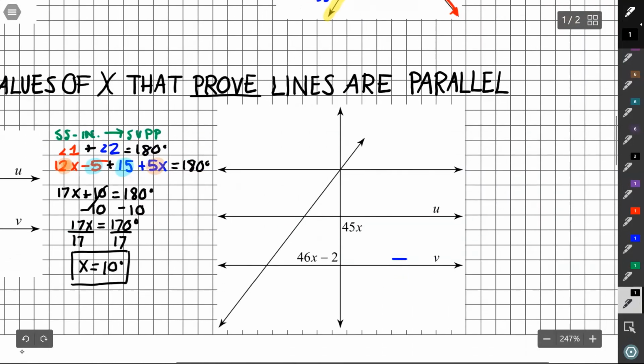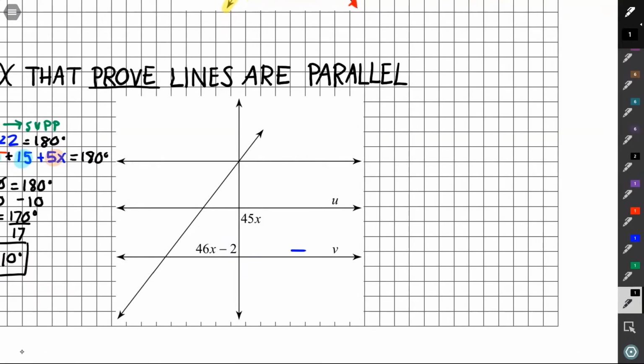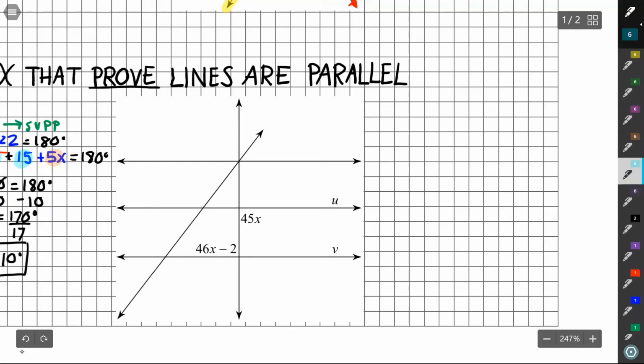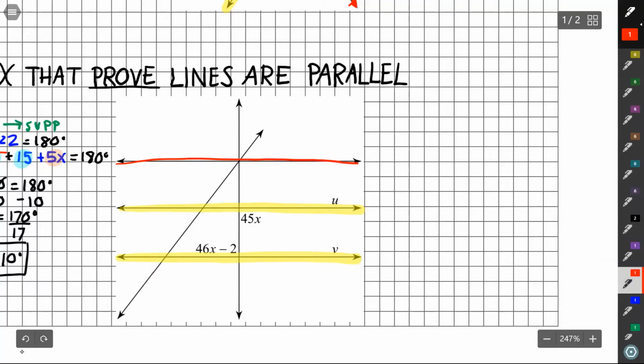Alright, we have another problem with an extra line. So we're going to do the same thing we did before. Let's go with this yellow highlighter again. So I'm looking at line U and line V. So we have two extra lines this time. So anything that I put in red, we're not looking at all. So this extra line up here, we're not looking at it. We don't care about it.